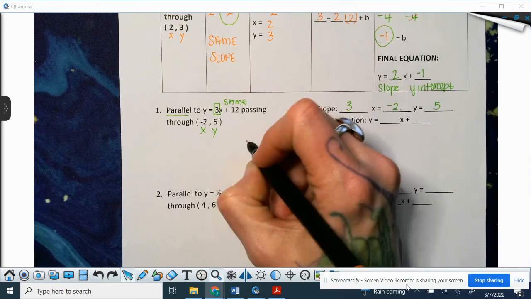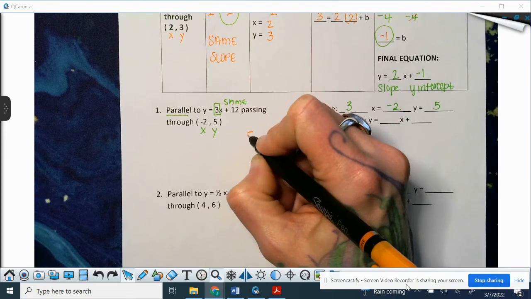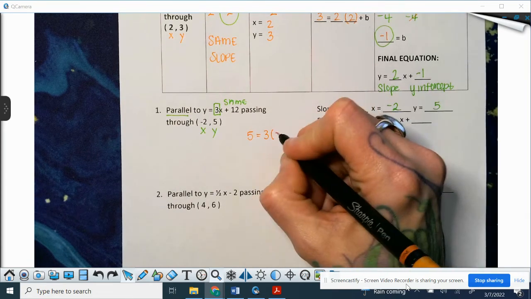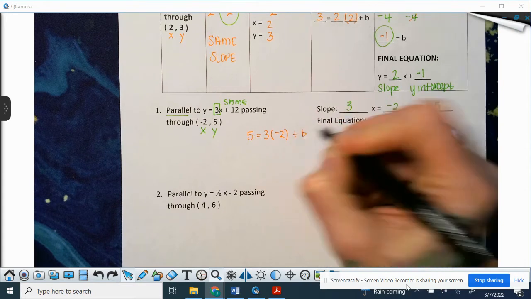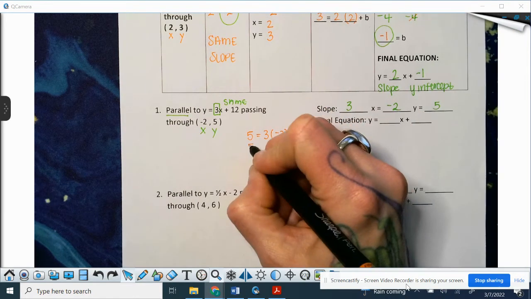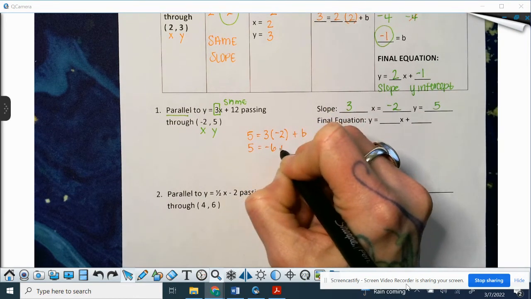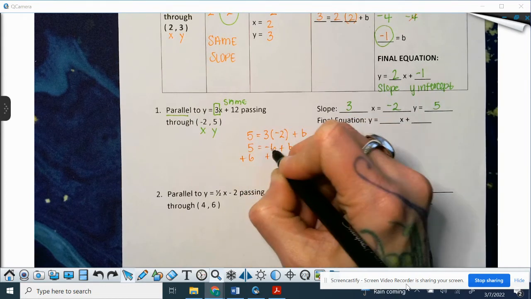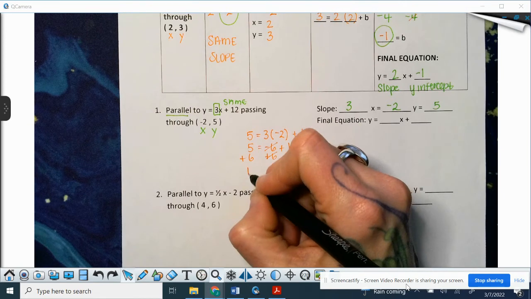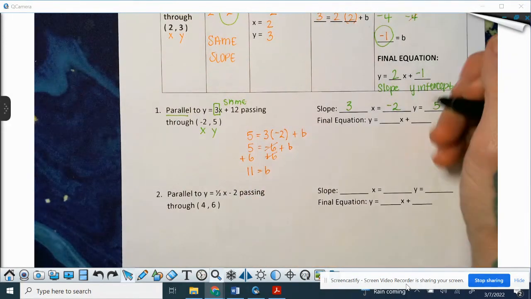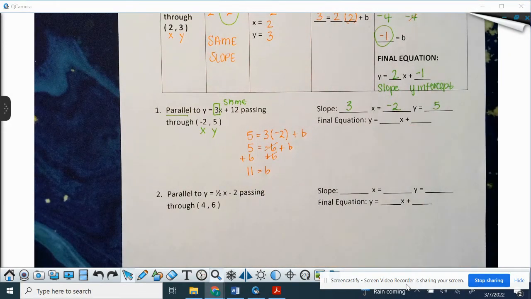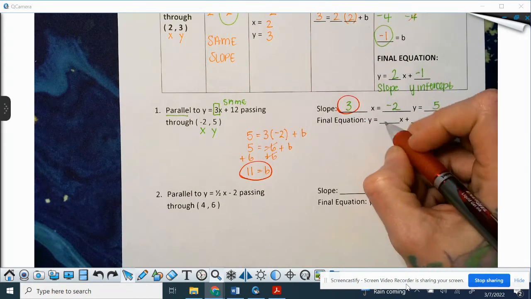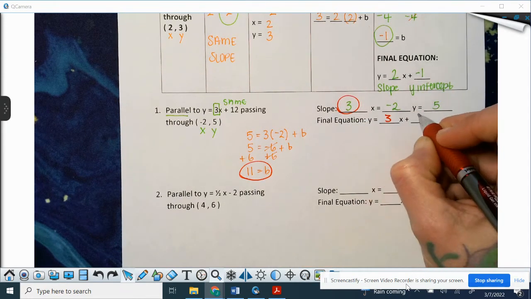So our y is 5, equals m, which is 3, times x, which is negative 2, and we need our b value. So it's going to be 5 equals negative 6 plus b. Add 6 to both sides because that's a negative 6. So we need to get b by itself. 11 equals b. So we now have all that we need. We have our slope and our b. So our equation is going to be y equals 3x plus 11.